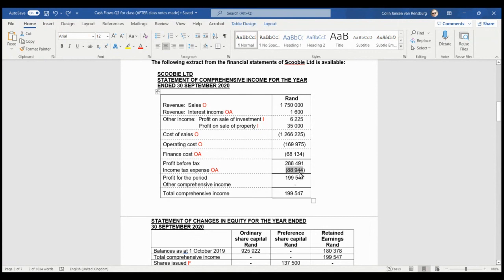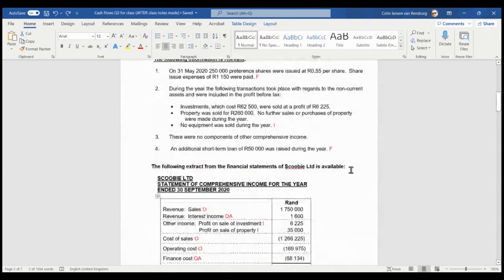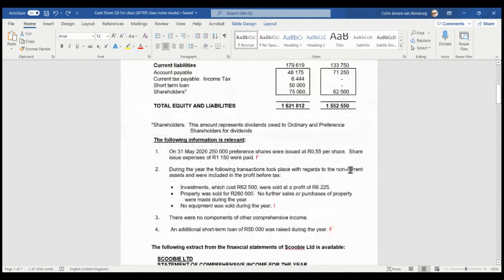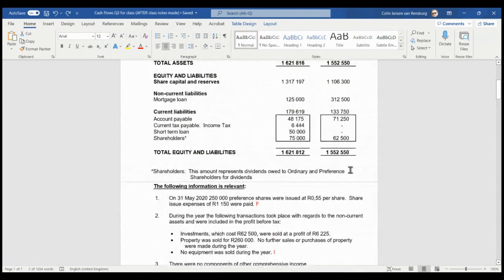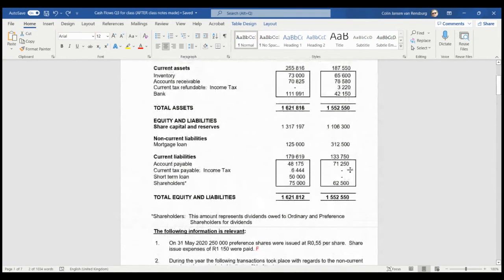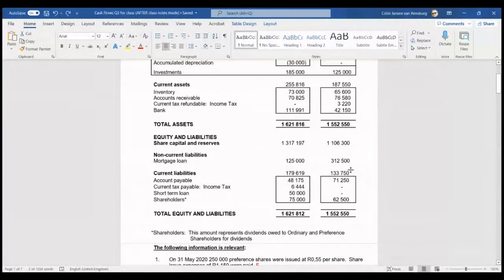Okay, so what we need to do now, once we've determined that there is such an expense and we see it clearly, we take the figure, but now we've still got to go and scrutinize our statement of financial position to see whether there was any income tax accrued at the beginning of the year or at the end of the year or both. So, ladies and gentlemen, have we accrued any income tax expense at the beginning or the end of the year? Yes or no?